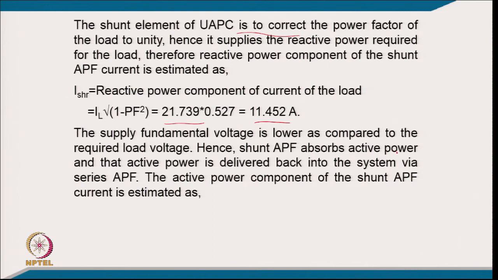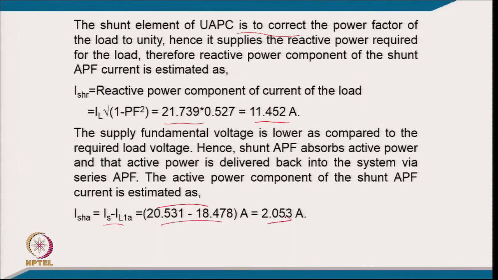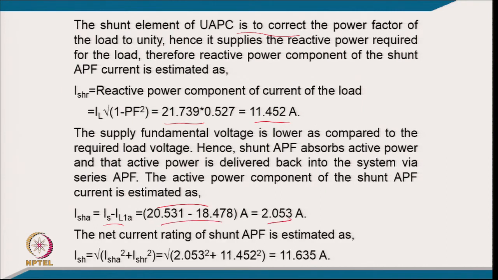the supply fundamental voltage is lower compared to the required load voltage. Hence, the shunt active filter absorbs the active power, and that active power is delivered back to the system via the series active filter. So, the active power component of the shunt active filter is estimated as the difference of the supply current minus the load fundamental current, and that much is the active component of current which is really flowing into the shunt filter, and the net current rating of the shunt active filter is the under root of the active component square plus reactive component square.